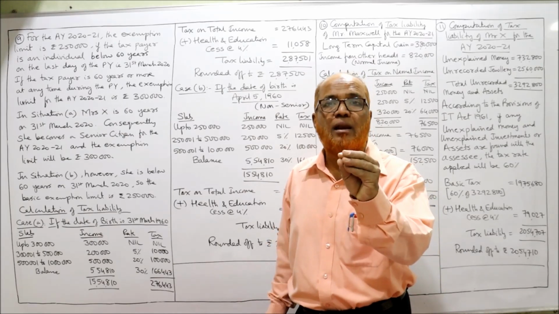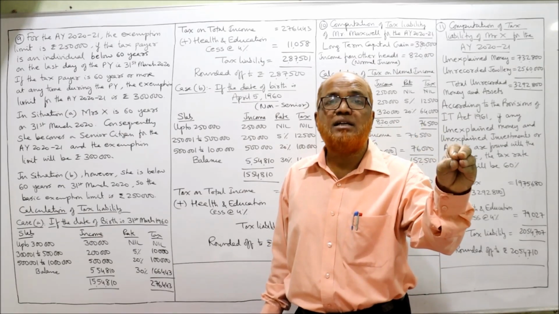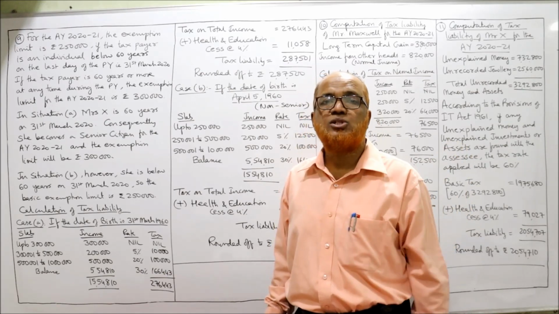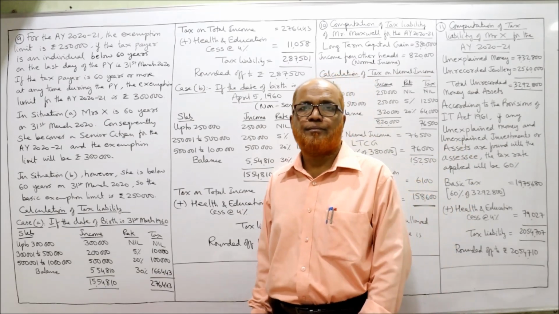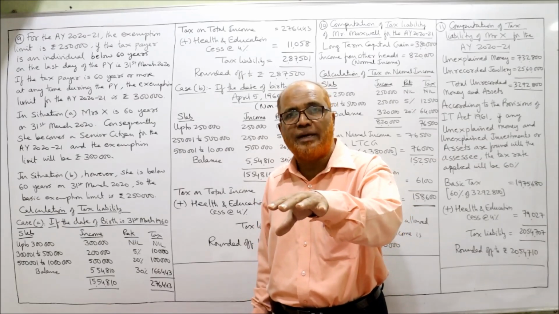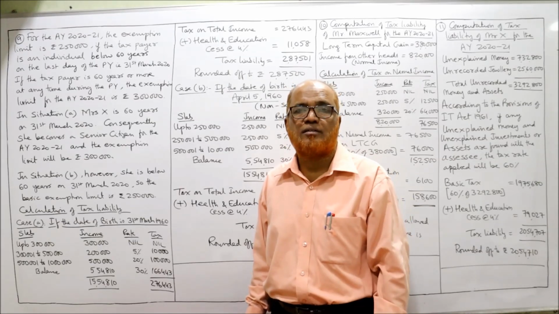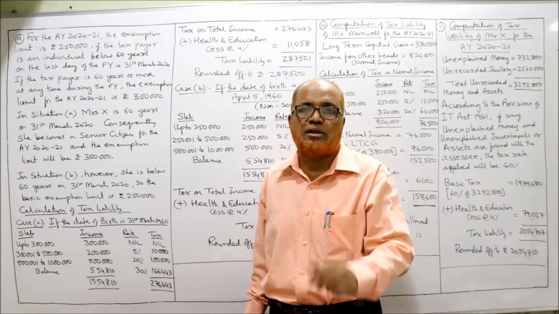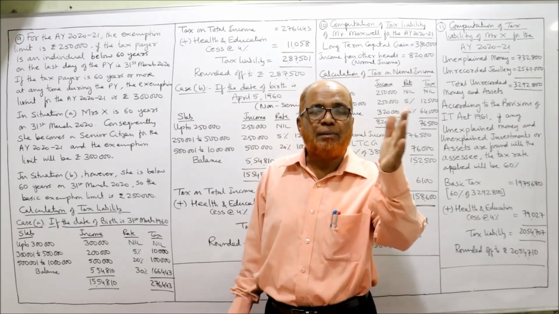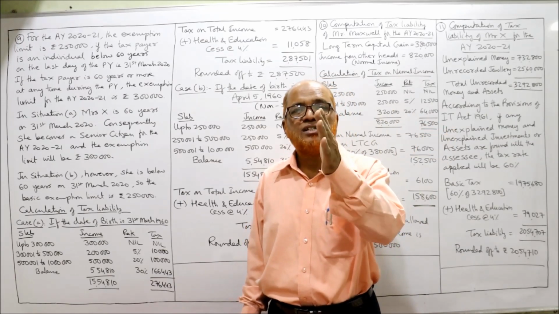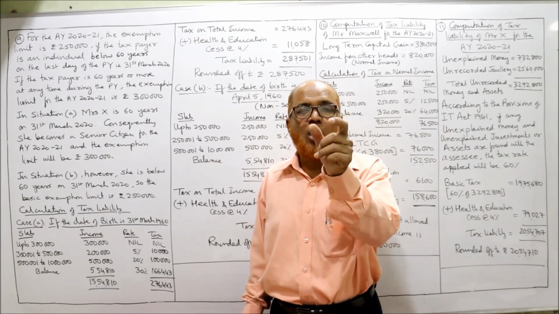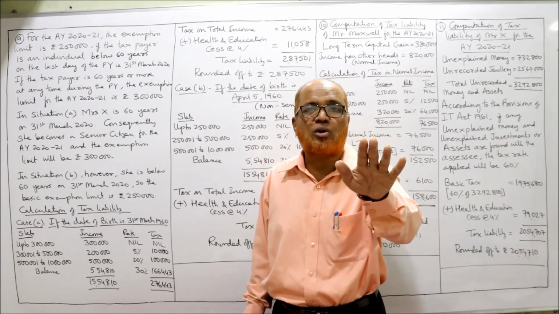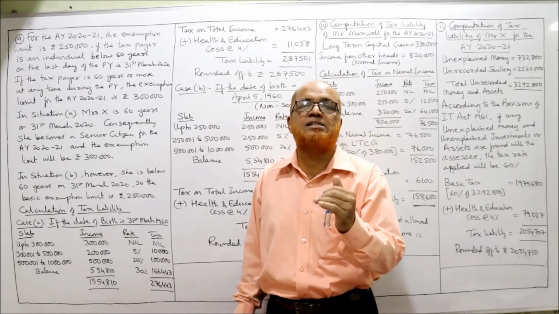Second case, if on 31st March 2020 it is not 60 years, because her date of birth is 5th April 1960, so on 5th April 2020 she is going to become 60 years. But we are closing the accounts on 31st March 2020. Our previous year ends on 31st March 2020. So on 31st March 2020, she has not crossed 60 years. She is under 60 years.